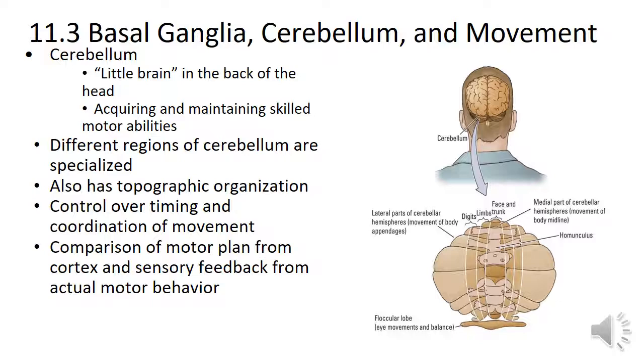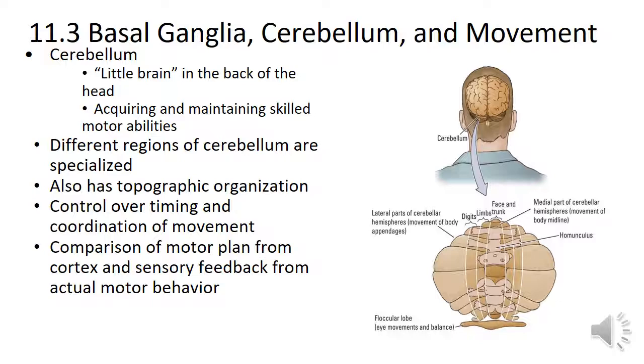Different parts of the cerebellum are specialized. Don't worry too much about the different areas of the cerebellum. Just know that it has topographical organization. So it again has this like homunculus organization where different parts of the face are located near each other. The limbs and the digits are close to each other. So there's like a little map of a person in the cerebellum as well.